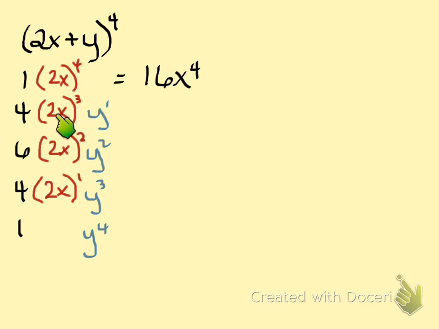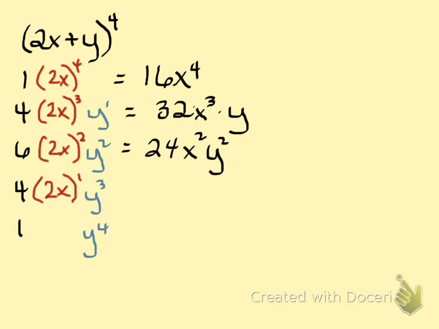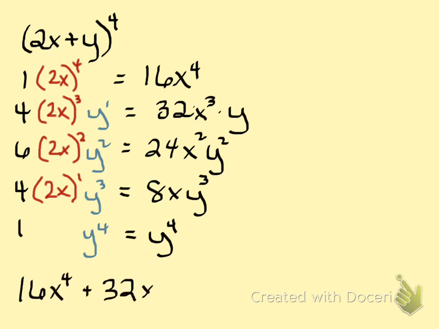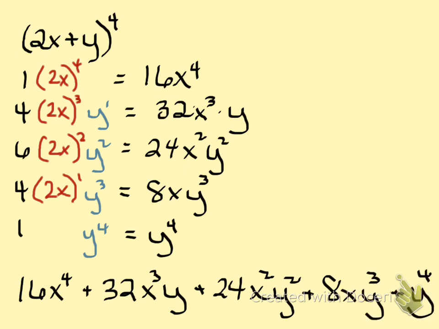Next, you're going to take this 2 and cube it. That's 8 times 4 is 32, x cubed y. And then you're going to take a 2 and square it, and that's 4. Multiply it by the 6, and you're going to have 24x squared y squared. And the next one's going to be 8xy cubed, and then y to the 4th. We don't want to leave our answer like this, so we're going to just write it out horizontally. And there's your answer.